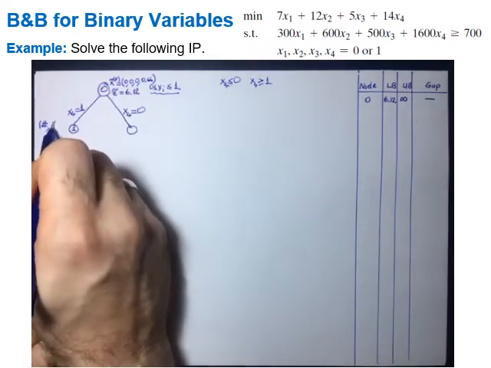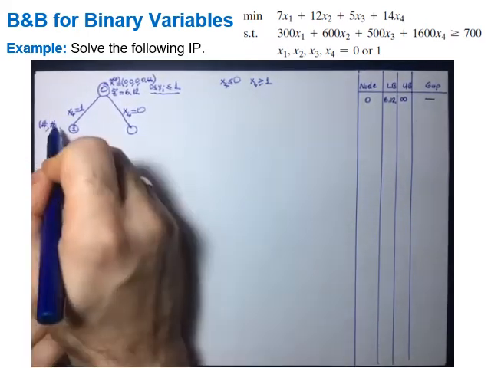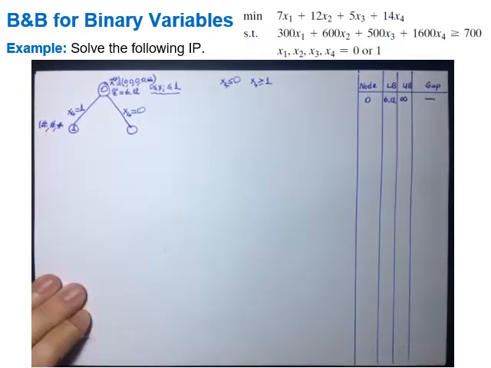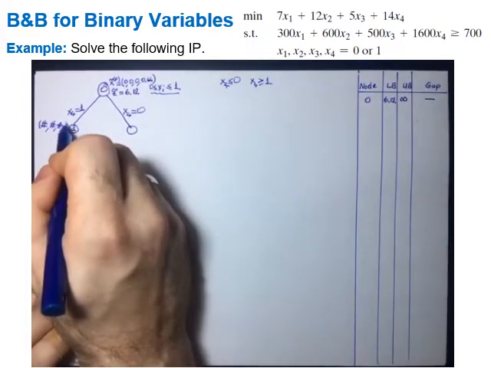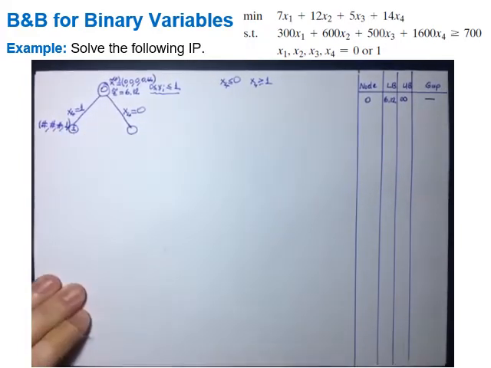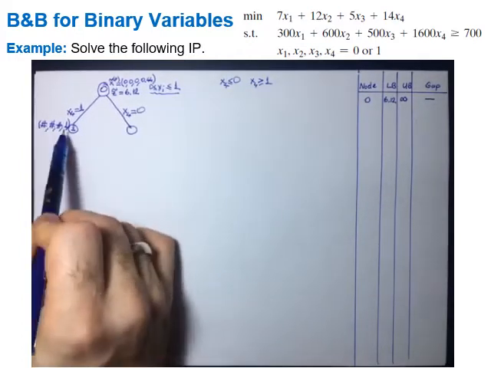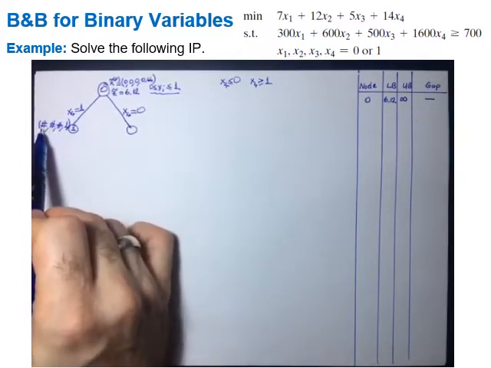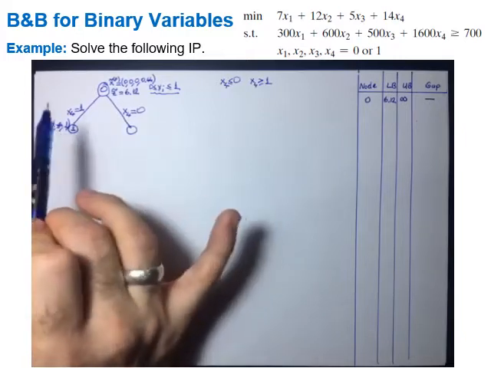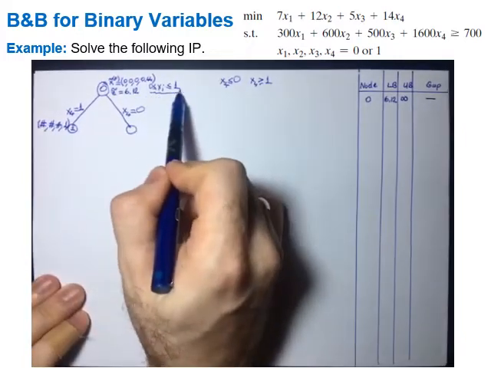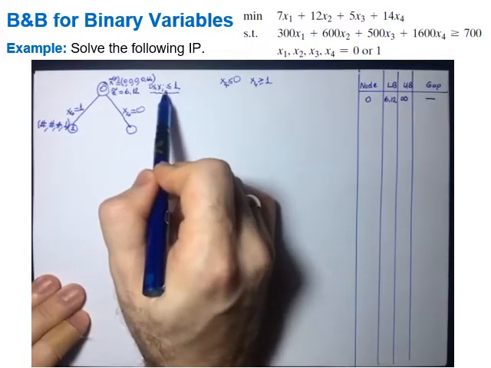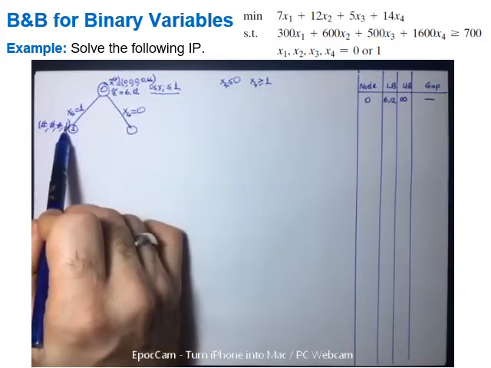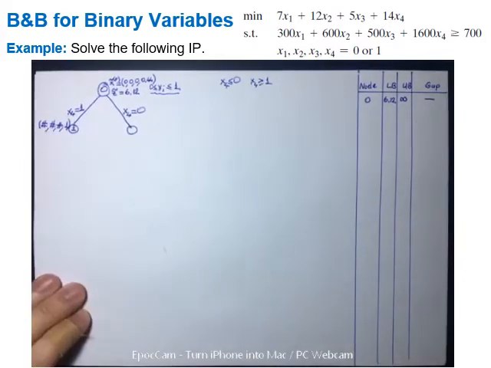Again, the value of x2 is free. The value of x3 is free. But the value of x4 is fixed to 1. Okay, so when I write this, you should understand that x1, x2, x3 are free. Free means they are in between 0 and 1. And the value of x4 is fixed to 1. So we solve this problem.